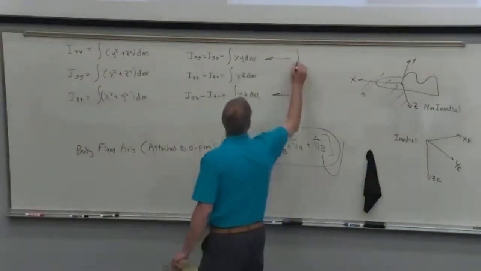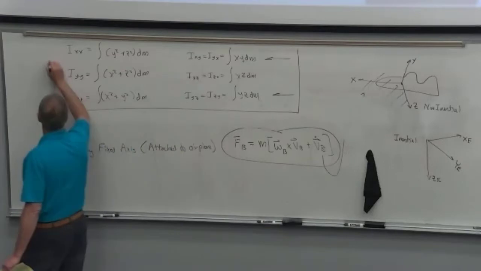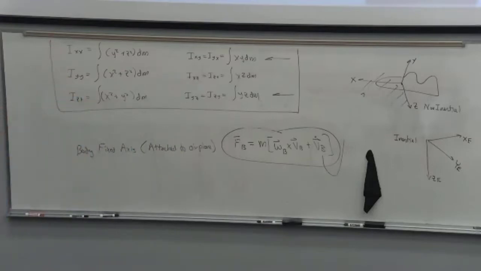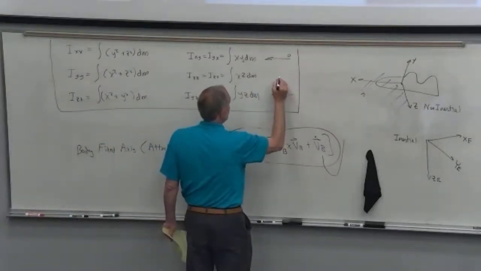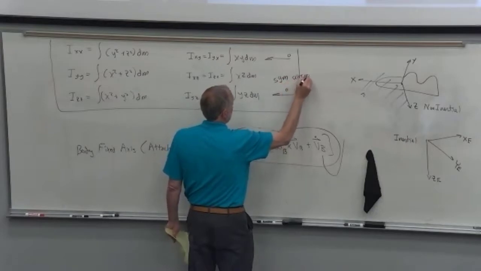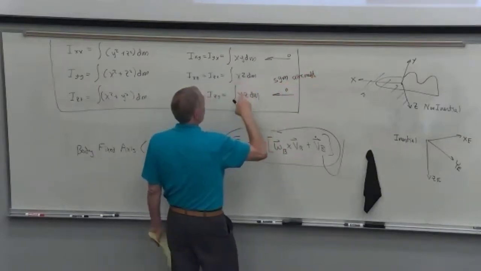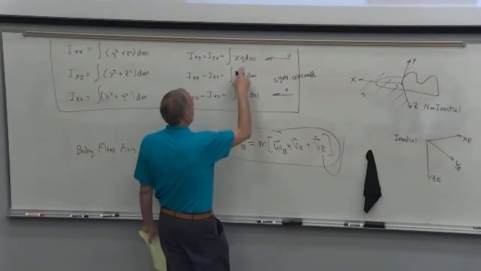So this is what I wrote. Sorry about that, guys on Zoom. This is what I just wrote, the definitions. And these are the ones that are 0 for the symmetrical aircraft, because there's a symmetry in y, plus and minus y here.